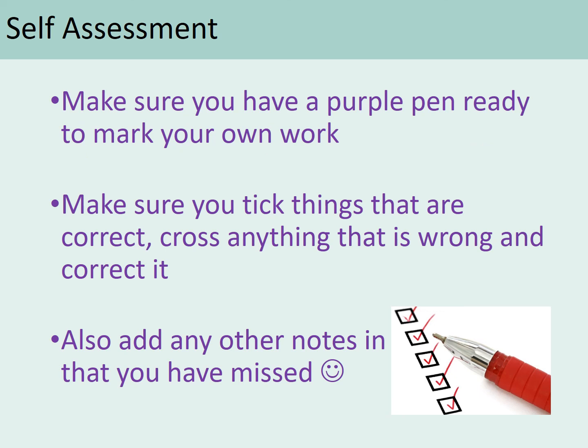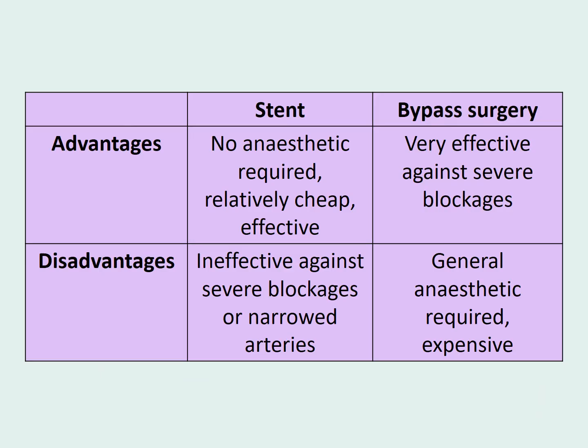Okay, so grab a pen. Let's see how we did on that. If you are missing any of the information or it's incorrect, then obviously correct your work. So if we do the advantages and disadvantages, I know that this looks the other way around to what I said, but it's going to have the same information. So if we look at stents first, an advantage of stents is that you don't need to use an anaesthetic. That would be a good advantage. That means that you don't have the risks of anaesthetic. It's also a lot cheaper than doing bypass surgery.